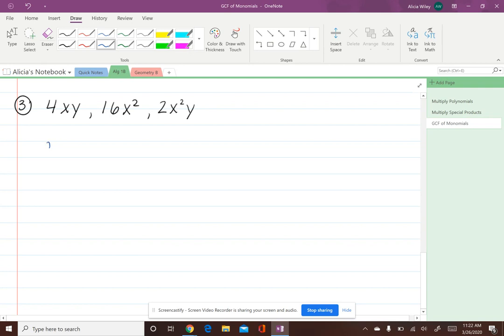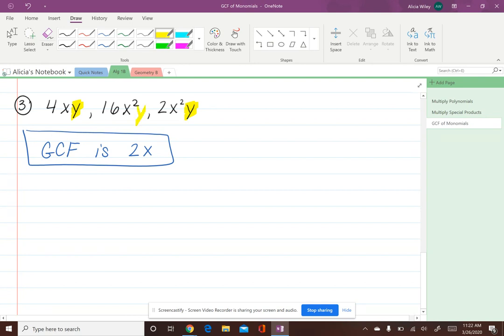The GCF of these three terms is going to be a 2 and an x, 2x. Now you might be asking, why is the GCF not 2xy? Well, if you look at the three terms, there's only two terms that have a y in common. In order for a y to be part of the GCF, there would have to be a y right there for that middle term, and it doesn't have that. So since it doesn't have that, we cannot include y as our GCF.